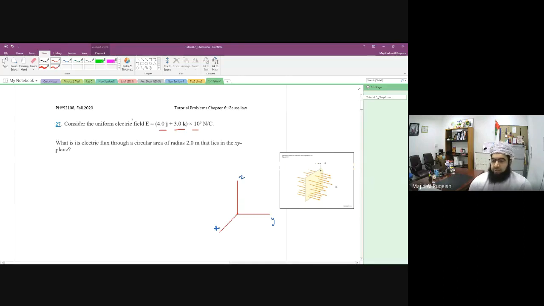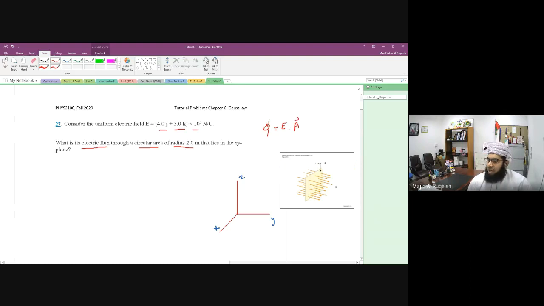So we have been asked to find the electric flux phi through a circular area. The area is a circle, and that circle has 2.0 meters in radius and lies in the XY plane. Before we solve this problem, we know in general that phi, the electric flux, depends on the electric field as well as the area.